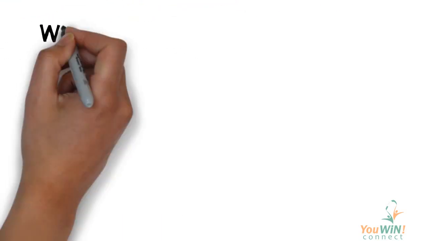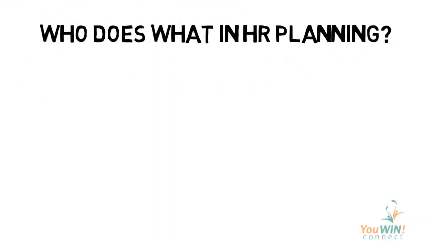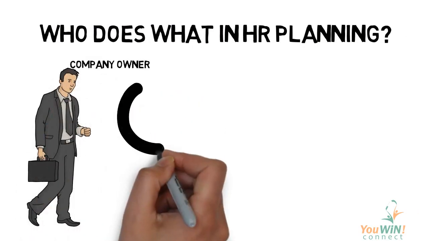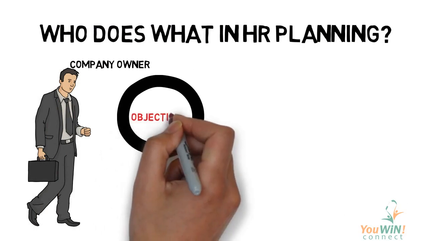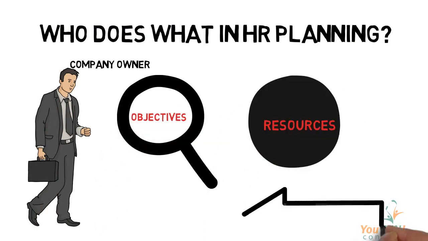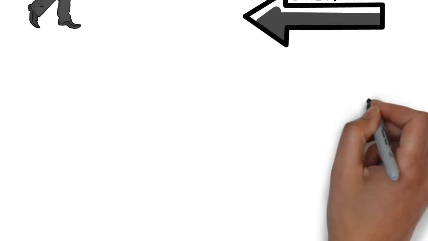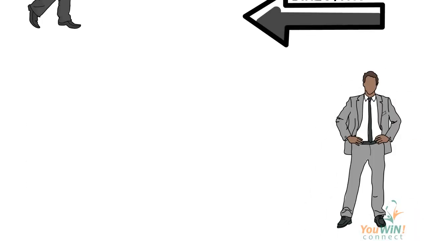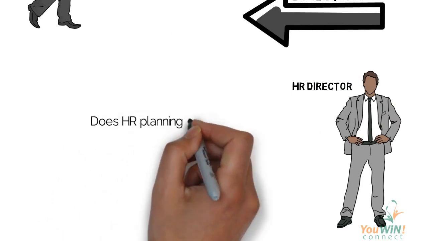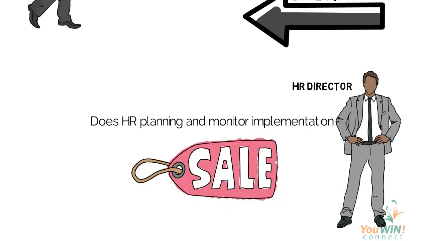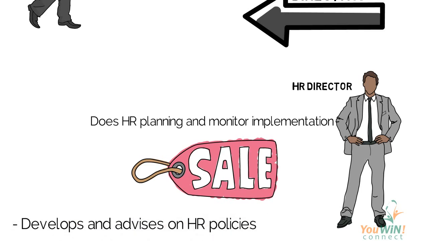Saying that, who does what in HR planning? As the company owner, you decide the objectives and resources. You also set the direction for your HR policies. Your HR director or manager then does the HR planning and monitors the implementation of same. The HR director also develops and advises on HR policies.